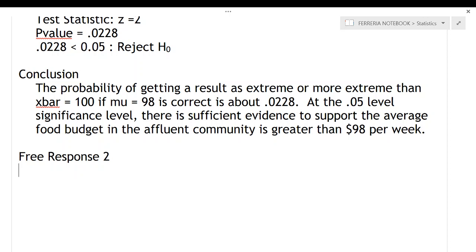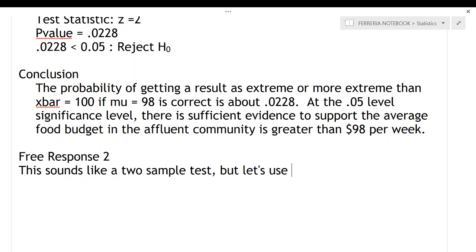All right, so let's just do this as 1 sample, okay? This sounds like a two-sample test, but let's use p equals 0.081 as our population proportion. Okay, so that's what we're going to do. We're saying the population proportion is 0.081.